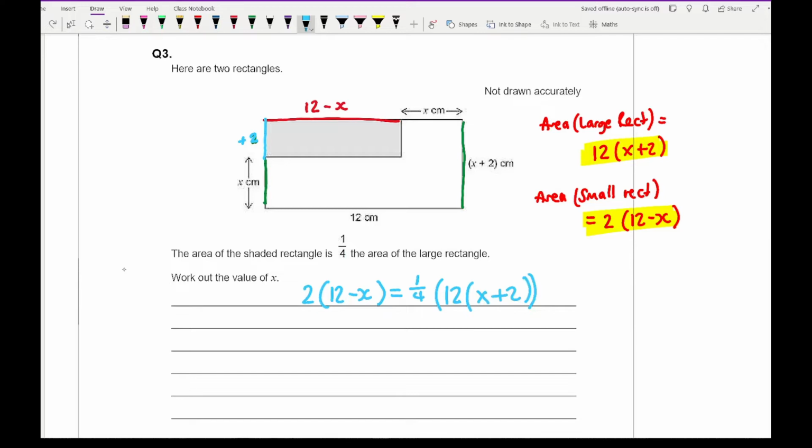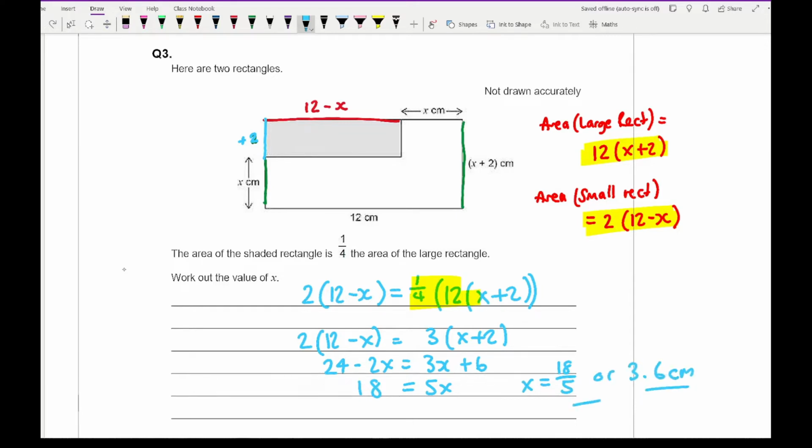So if I just neaten up the right hand side, a quarter of 12 is 3, so that's going to be 3 times x plus 2, and on the left I'm going to end up with 12 minus x. Then expanding the brackets, I get 24 minus 2x equals 3x plus 6. Solving this double-sided equation, I end up with 5x equals 18, so x equals 18 over 5, or 3.6 centimeters. Either of those two answers would be fine to get the full marks.